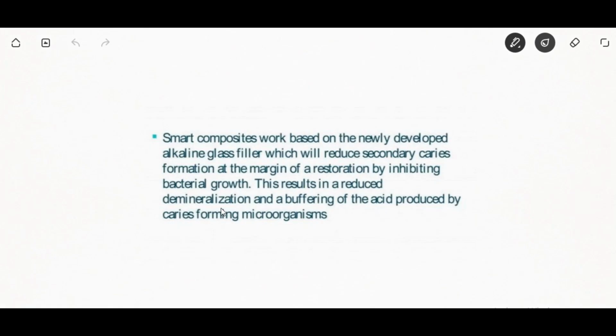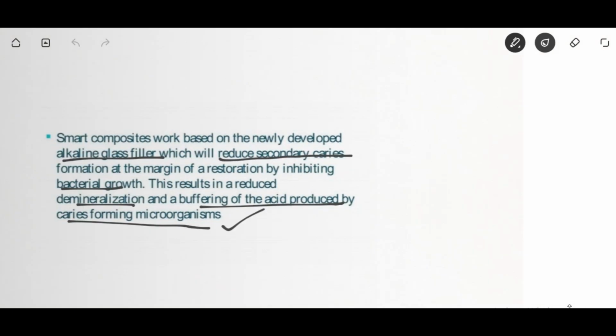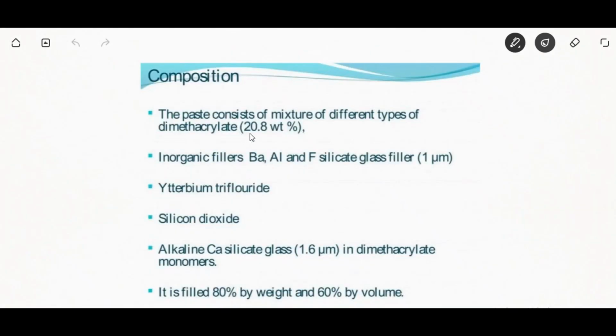So these smart composites work on the technology that alkaline glass fillers will inhibit bacterial growth and reduce the formation of secondary caries. So the paste will contain barium, aluminium fluoride, and silicate glass fillers. The fluoride release from the smart composite is higher than the compomers but less than the conventional glass ionomer cement. Remember that from your exam point of view.